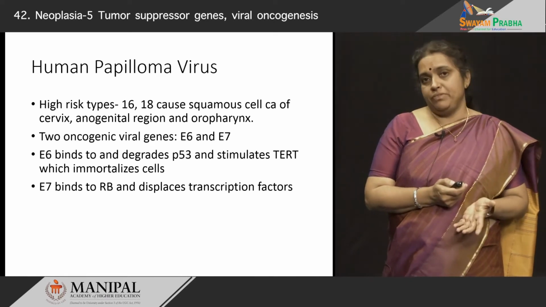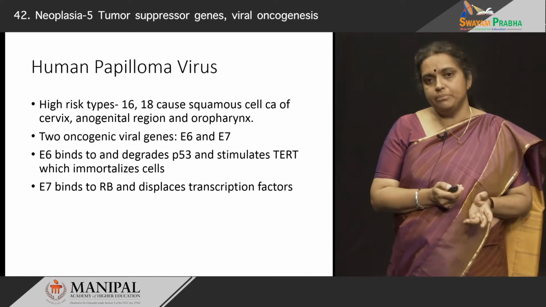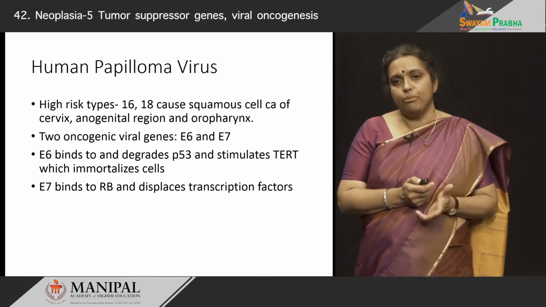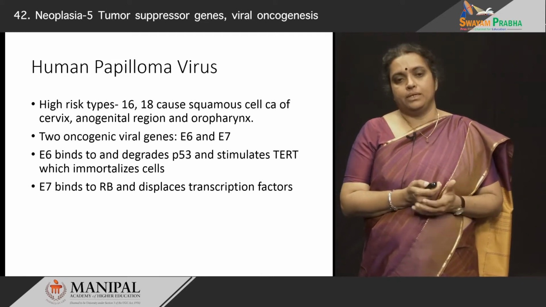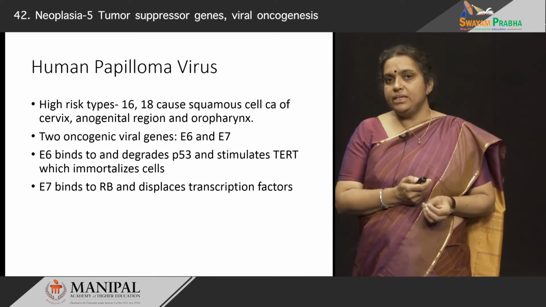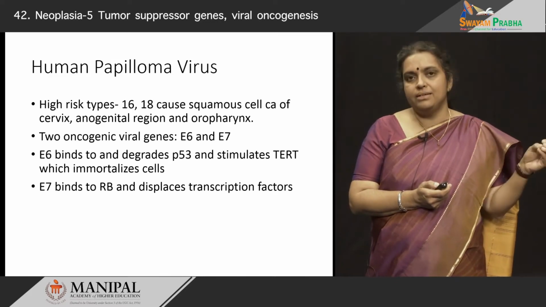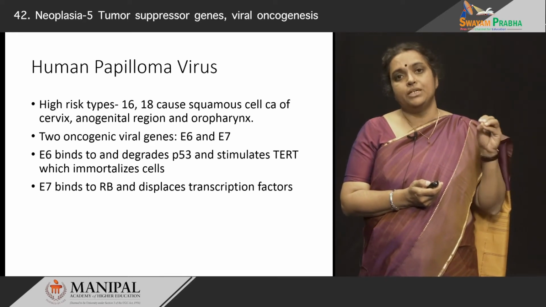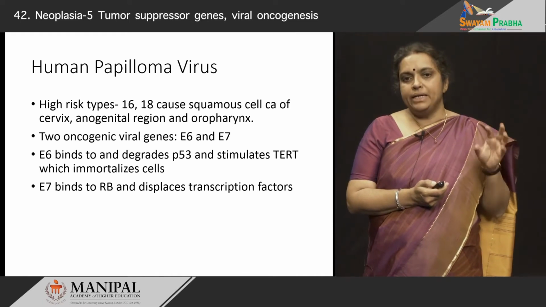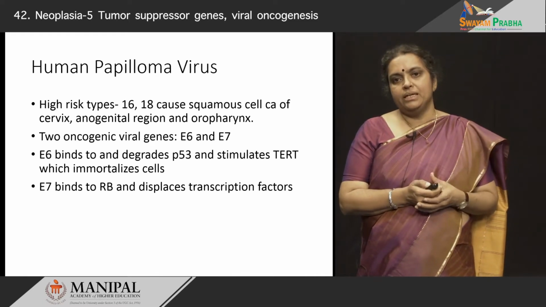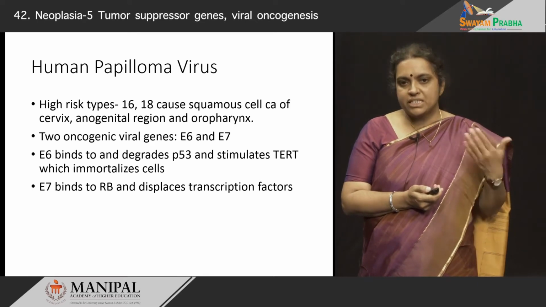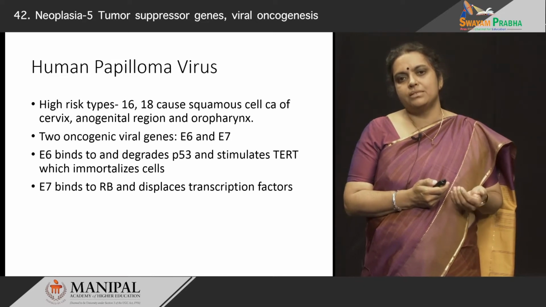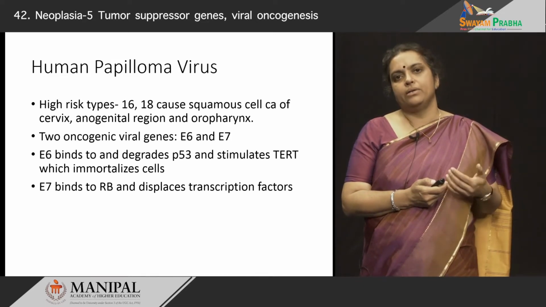Now, how does HPV cause cancer? HPV causes cancer because of two genes which it has, the E6 and the E7, the two important genes. And how do these work? The E6 binds to and degrades P53. So, now we just learned that P53 is a guardian of the genome and it is a tumor suppressor gene. So, now by binding to and degrading P53, it causes the DNA damaged cell to proliferate. So, it is not arrested, it does not go into quiescence, does not go into senescence, and it goes into proliferation.